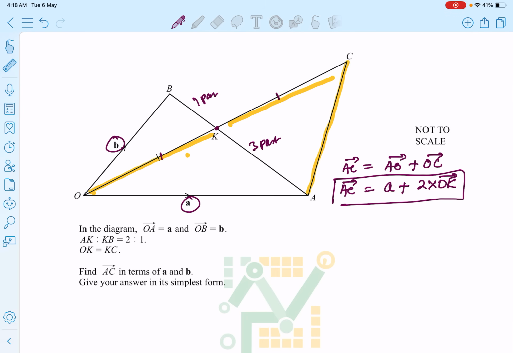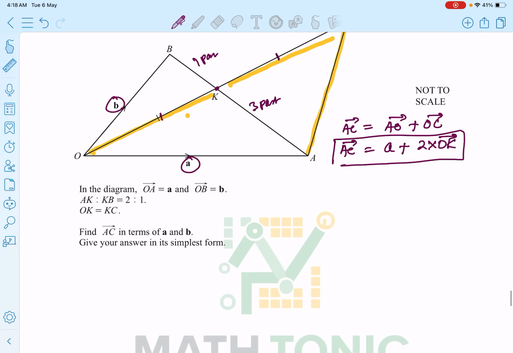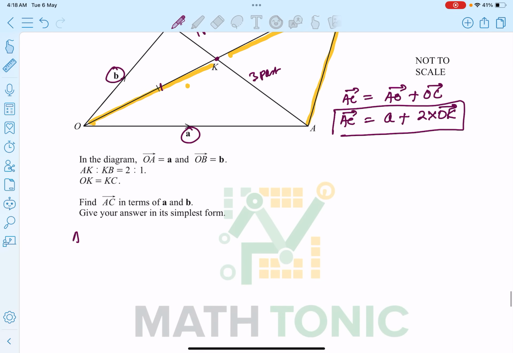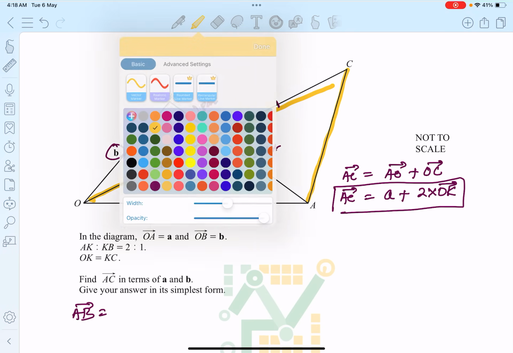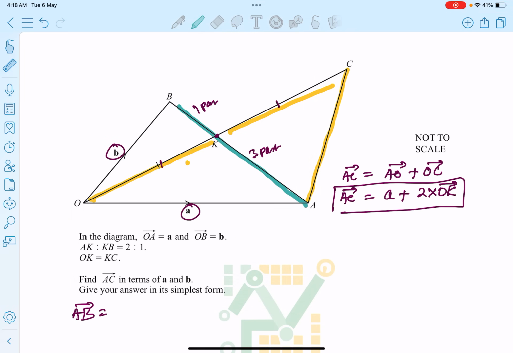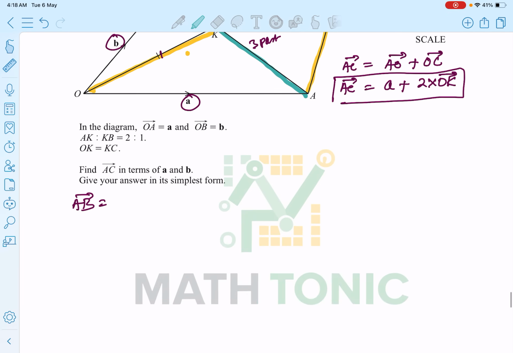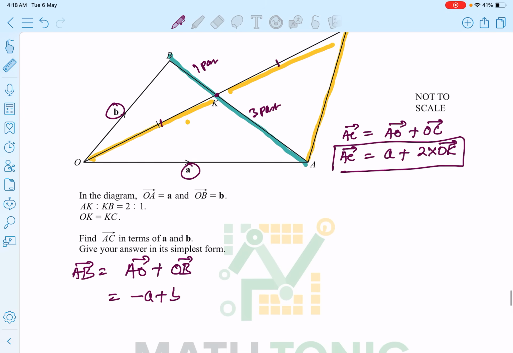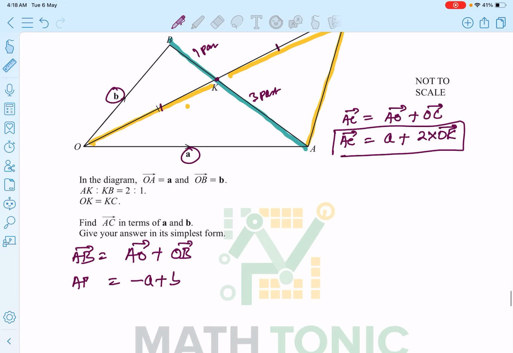How to find the OK vector? Okay. Before that, can I say that the AB vector, which vector am I talking about, guys? The AB vector. One second, please. This one. I am talking about this vector, the AB vector. So AB vector equals AO plus OB, that is AO vector plus OB vector. What should the AO vector be? Minus A. What is OB? OB is given as B, right? So I can say the AB vector is minus A plus B.